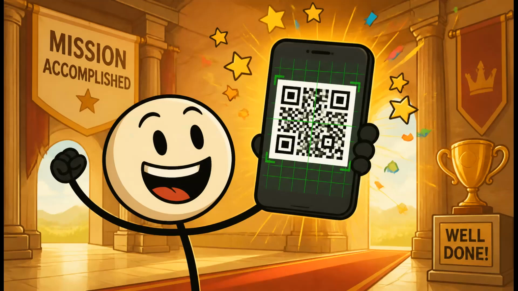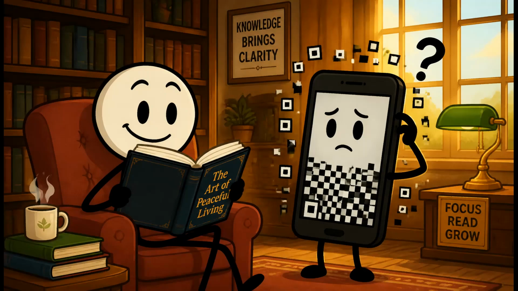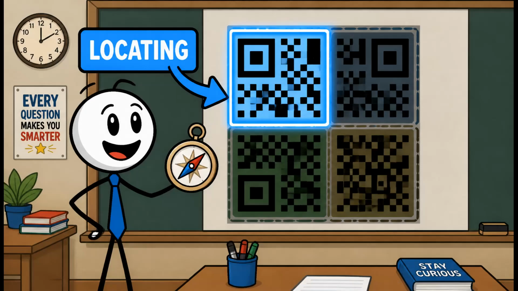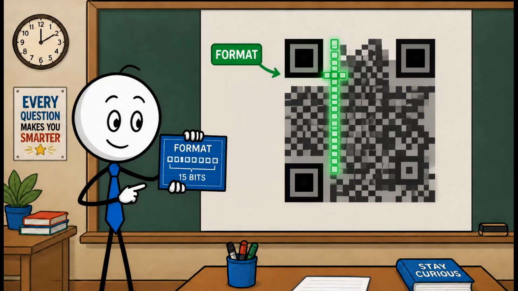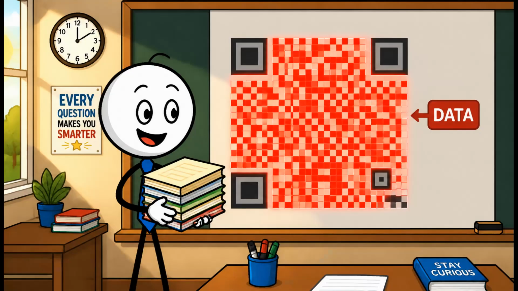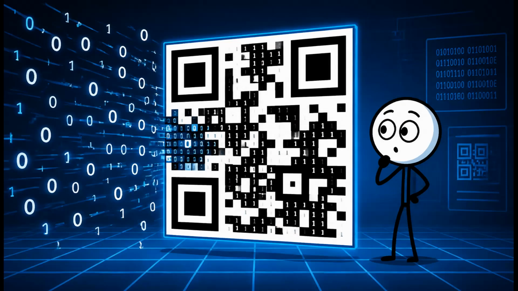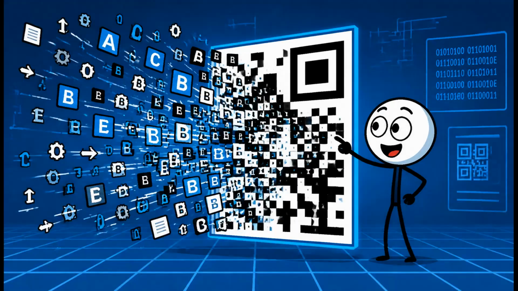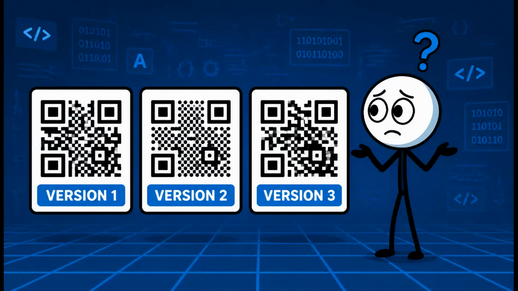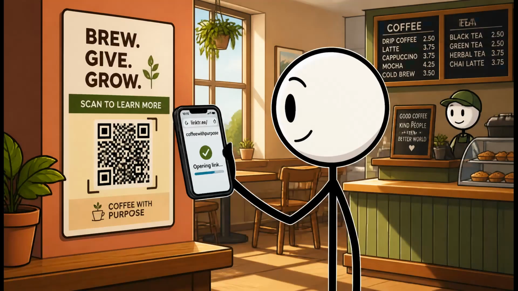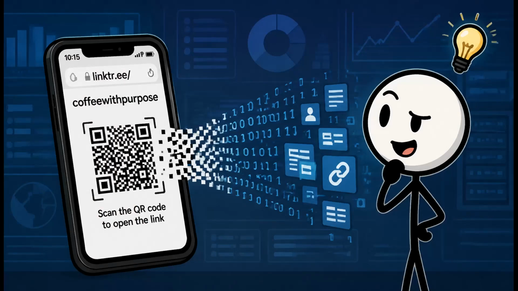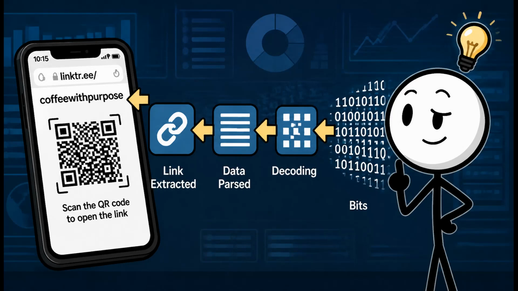Now your phone has the grid, but it still does not read it like a human reads a sentence. A QR code has a structure. Some parts are for locating the code, some parts are for timing, some parts describe the format, and many parts hold the actual data. The data is packed into the grid as bits. Those bits can be translated back into characters, numbers, or instructions, depending on how the QR code was created. So when you scan a QR code and your phone opens a link, it is not because the phone recognizes the picture. It is because the picture was built from data, and the phone is reversing the process.